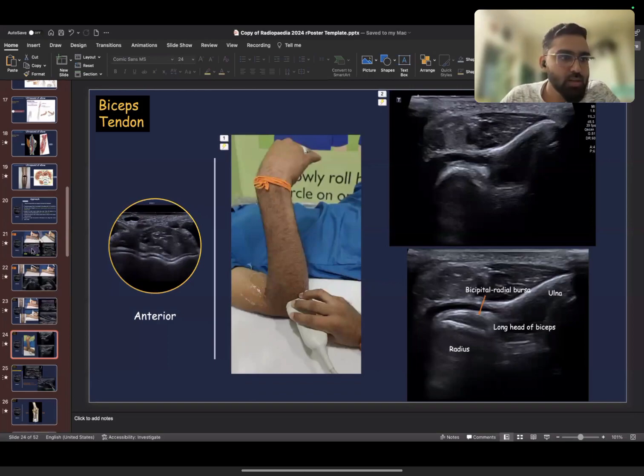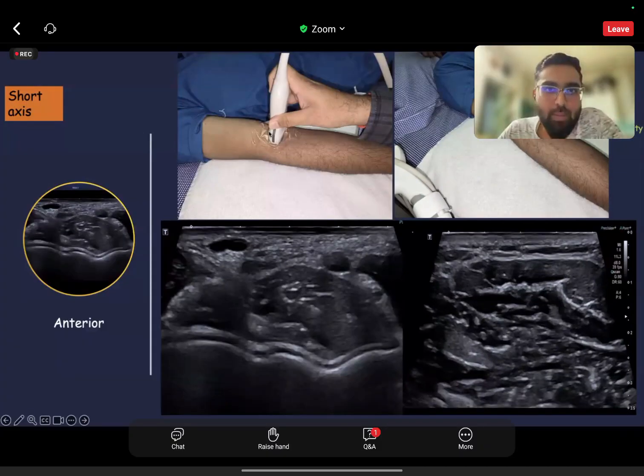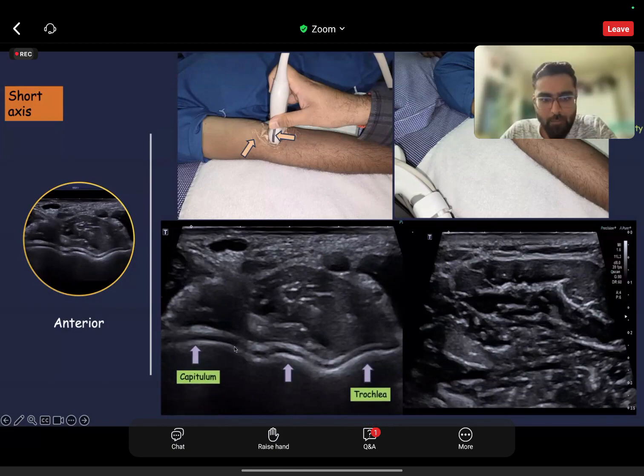Next question: I'll just show the anterior elbow anatomy. Again, the basic thing is we put our probe on the anterior elbow at the anterior cubital recess. Over there, we see this structure. We just need to toggle the probe up and down, so we get a good image of this hyperechoic, hypoechoic, and hyperechoic structure. This hyperechoic area is the articular cartilage, and this is the bony cortex.